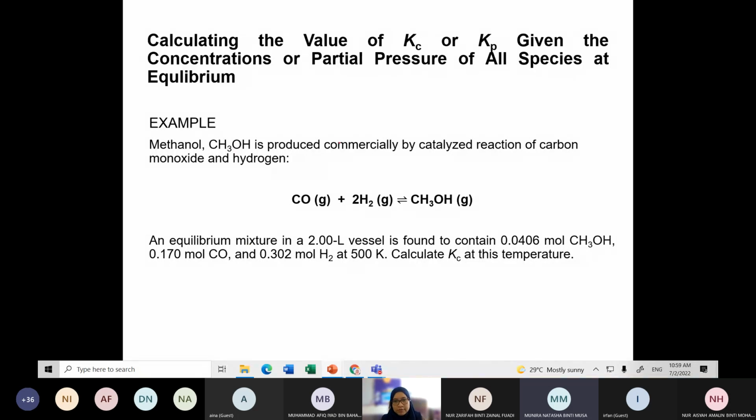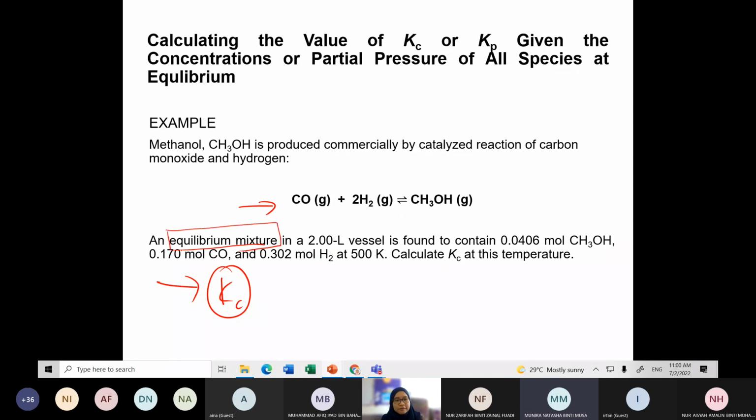Methanol is produced commercially by the catalyzed reaction of carbon monoxide and hydrogen. So this is the reaction. At equilibrium, an equilibrium mixture. Ini statement yang menunjukkan that at that time it is already at equilibrium. Remember tadi saya kata you have to confirm yang the value given tu is at equilibrium, then only you can calculate for Kc, because this means equilibrium constant. Kalau you yang dibagi value tu is not at equilibrium, mana boleh masuk dalam Kc?